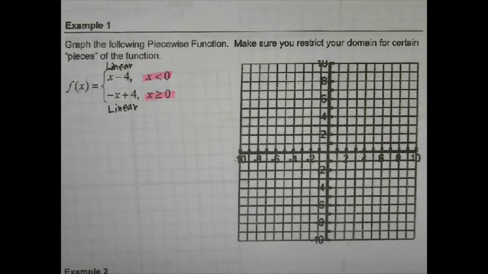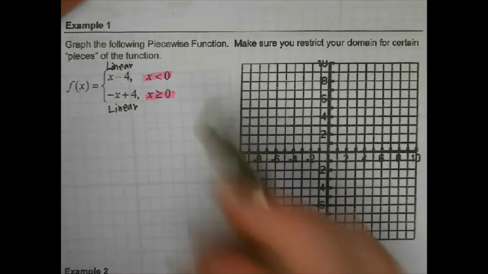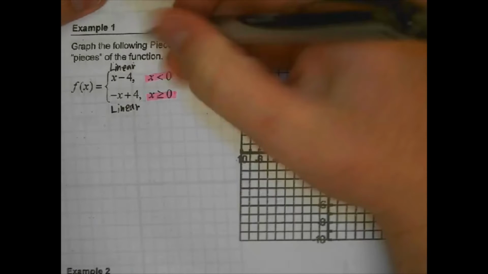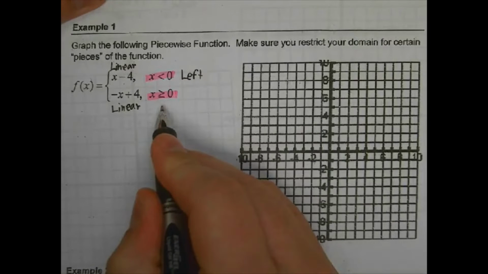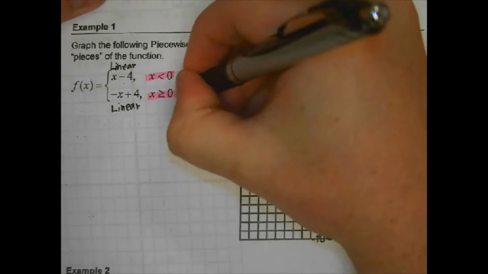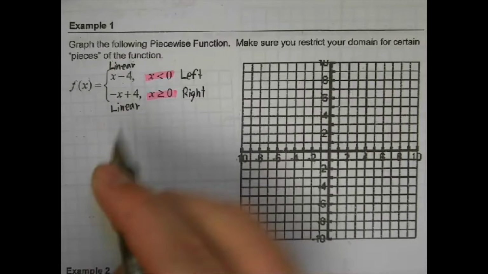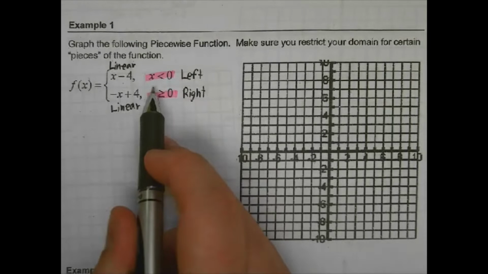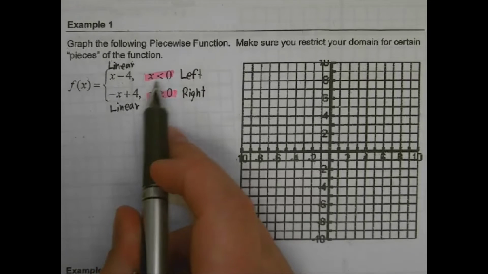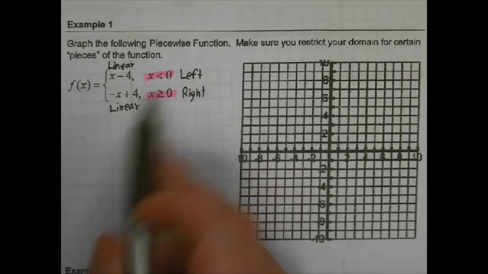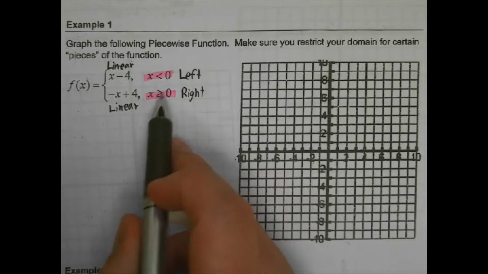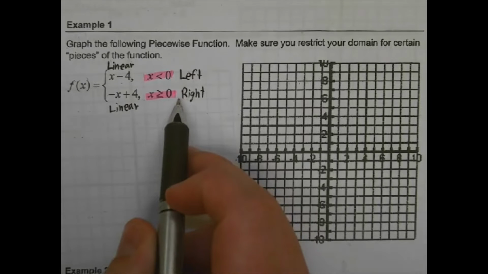So less than for us is going to be to the left. Greater than is going to be to the right. Now notice it is x, so I'm restricting my domain. So x is less than 0, so this first function will be to the left, and the second function is for x greater than or equal to 0, so it's going to be to the right.